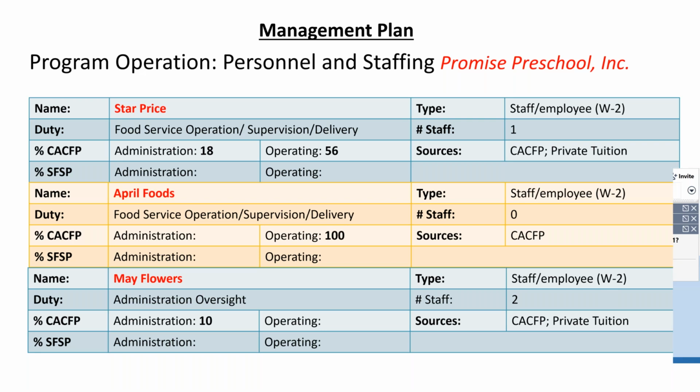The last staff member is May Flowers, and she only spends 10% of her time on CACFP administrative duties, and therefore the remaining 90% of her time is spent on non-CACFP duties. So in the sources section, the funding sources must indicate in detail how the other 90% will be paid. So if 10% is CACFP, then the other 90 percent is located here. It says private tuition.